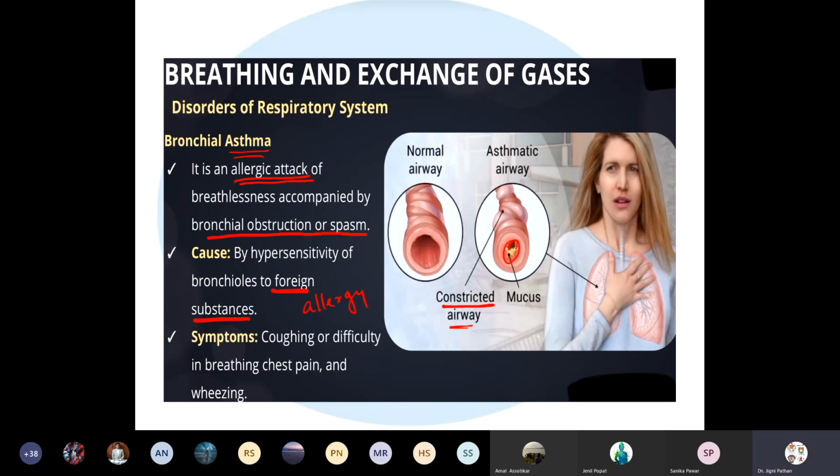Okay, next. Spasm means obstruction. Spasm is a collection of mucus. Obstruction. Is it clear? Somebody is asking me. Kaushik, right? It's difficulty in breathing.